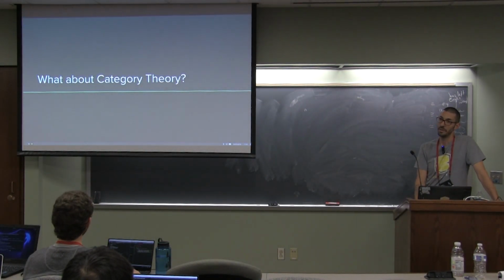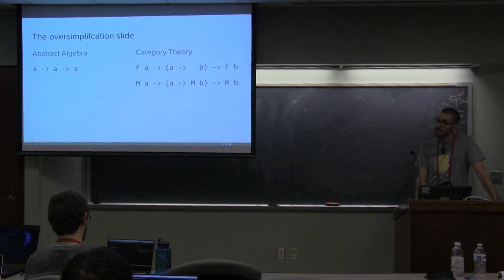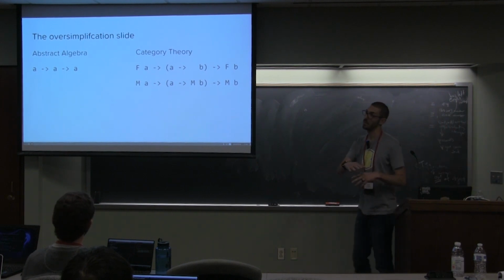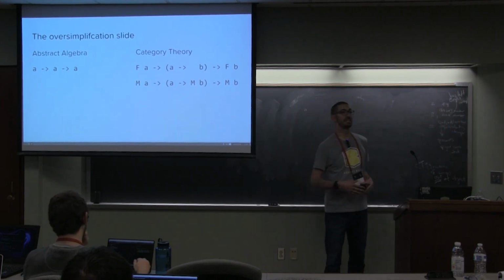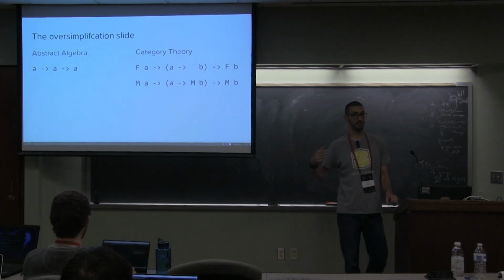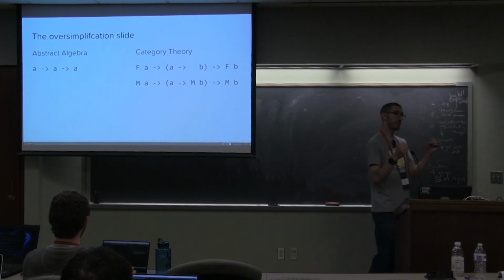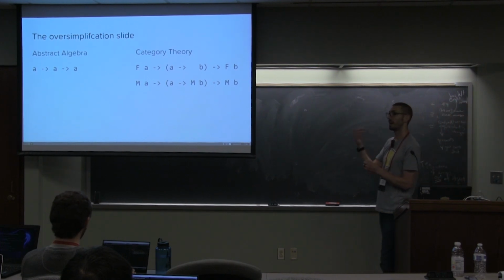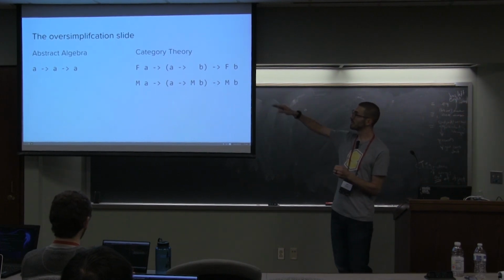So what about category theory? How does that fit in? Is it different? So here's my hand wavy slide. The portions of abstract algebra we're going to talk about today are going to have this sort of type signature. So you have one A, you have another A, and we get another A. Okay? Now with category theory, we've got a little bit more stuff happening here.